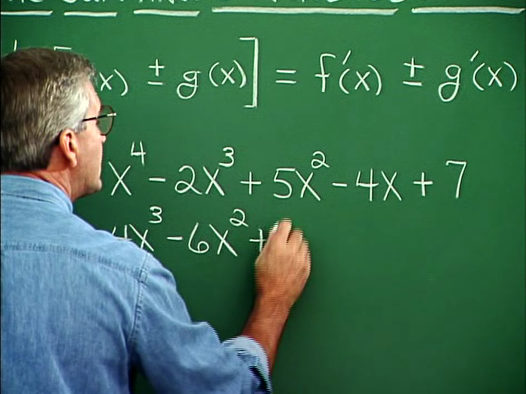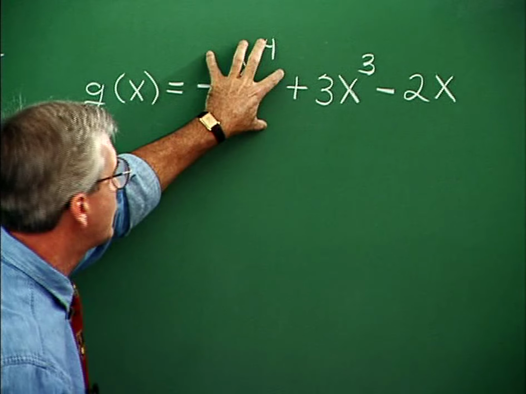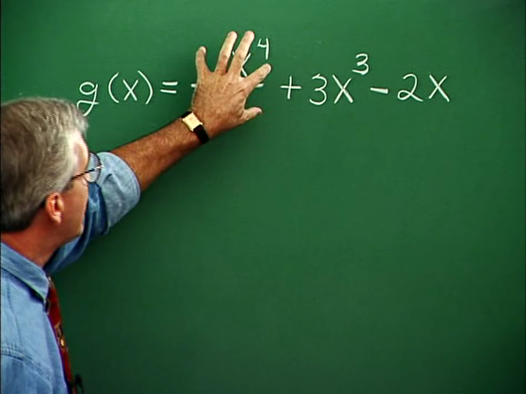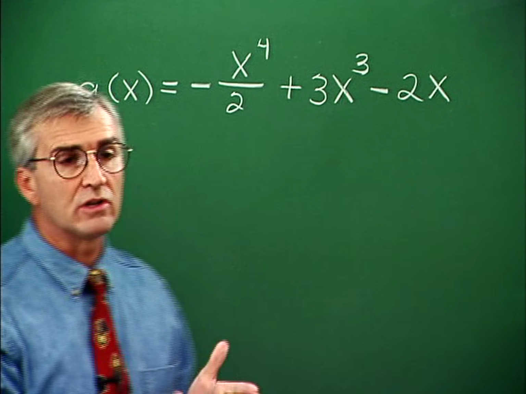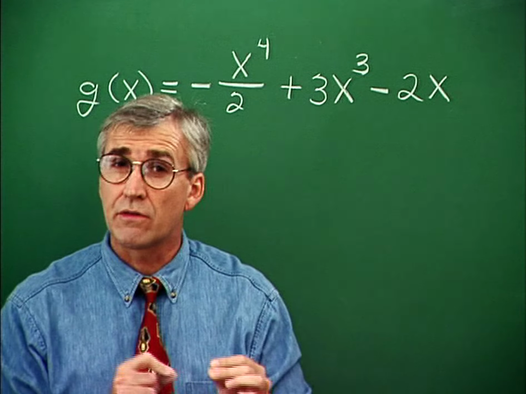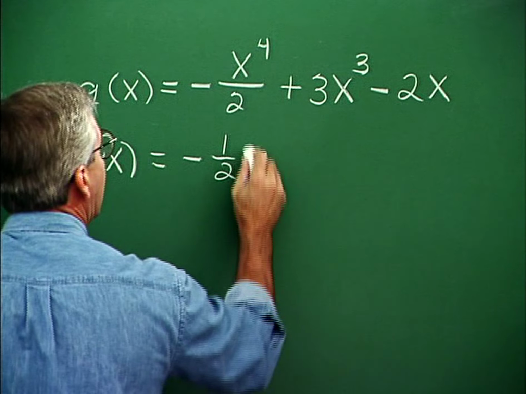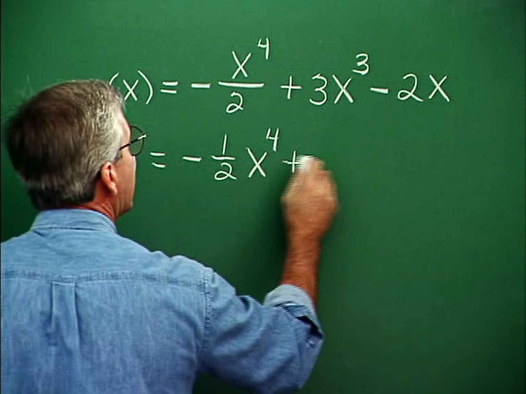Here we have a g function. Now notice that in the first part of it we have a little convolution in this term. So when that happens, I suggest you burn a step and rewrite and try to make things a little simpler to see through as we go through the derivative process. So I would burn a step like this, and I would write this as negative 1/2 x to the 4th and bring down the other terms.